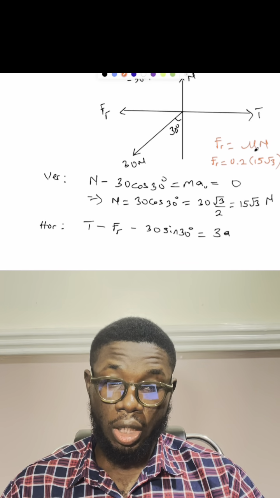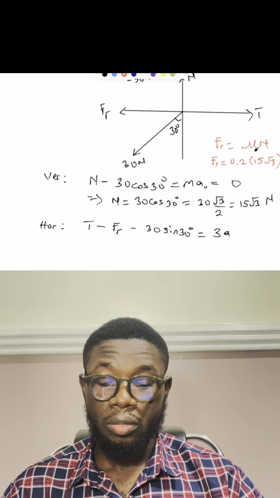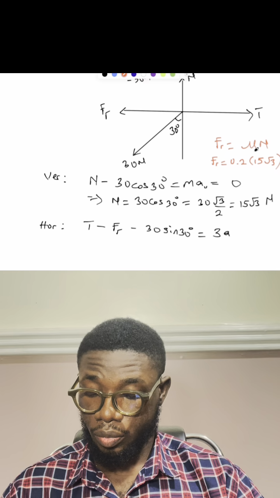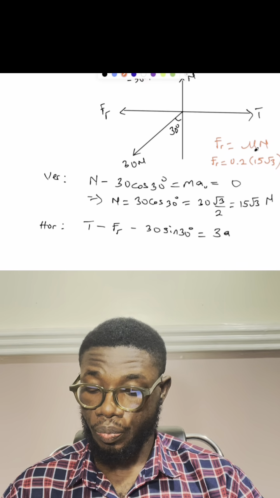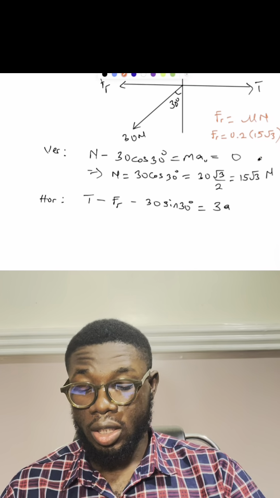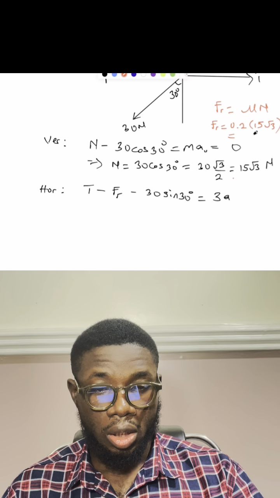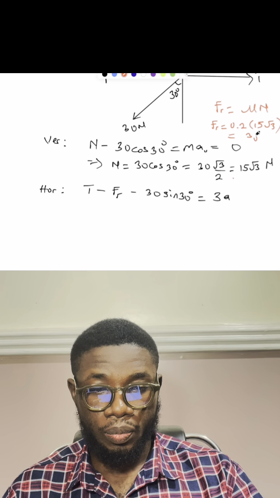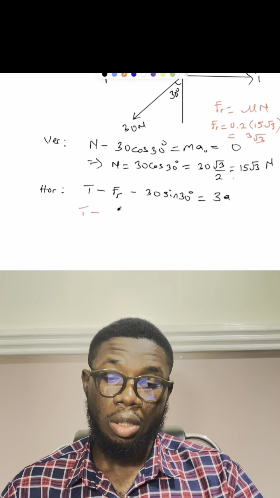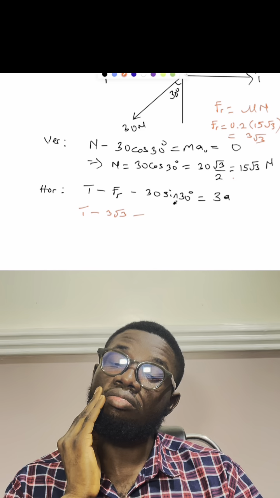So let's sort that out. 15 root 3 times 0.2. I'm pressing my calculator. So that's going to give us 3 root 3.